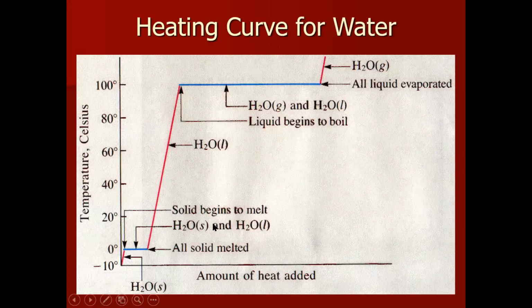Now let us understand one curve, which shows temperature against the amount of heat added. All the solid melts at these temperatures, and the solid begins to melt. Then with H2O liquid and H2O solid, the dissolution process starts in H2O liquid, and then the liquid begins to boil, and this H2O is converted into gaseous form, and then all the liquid is evaporated.